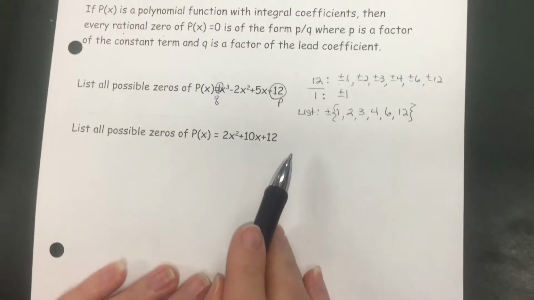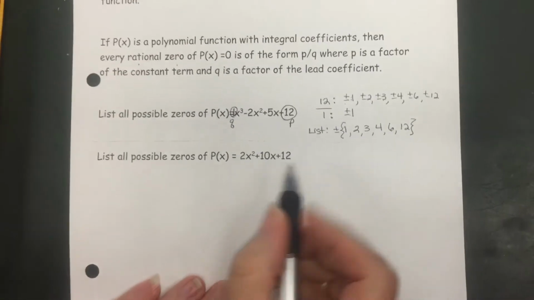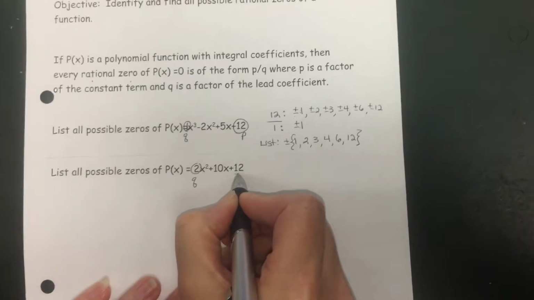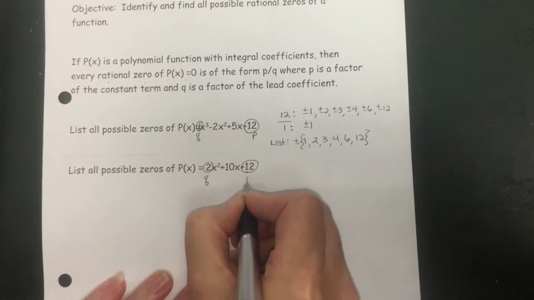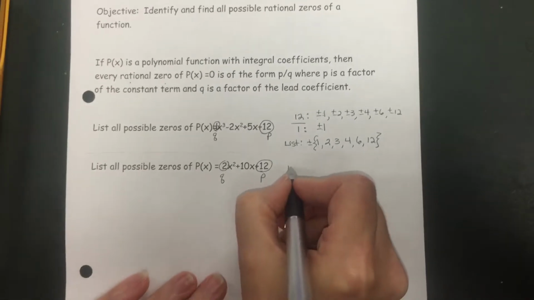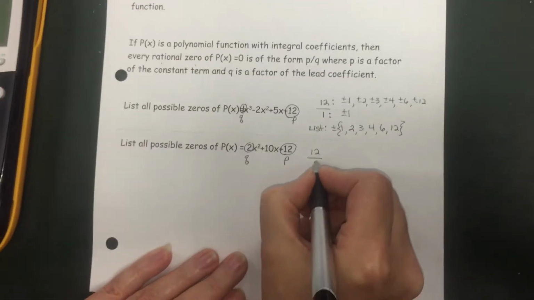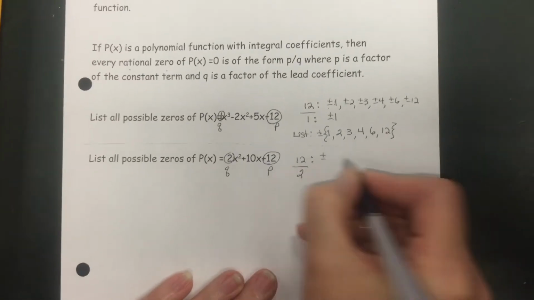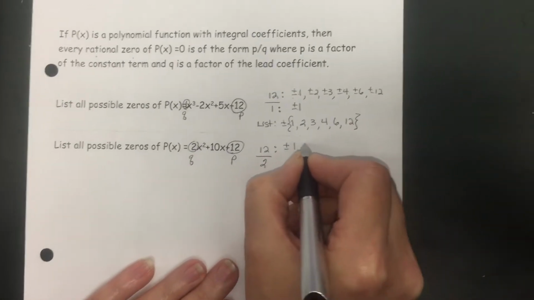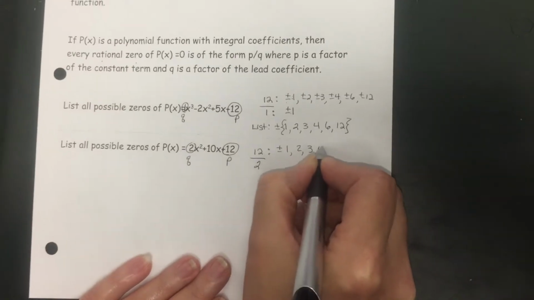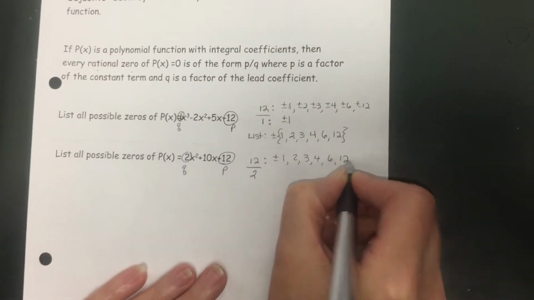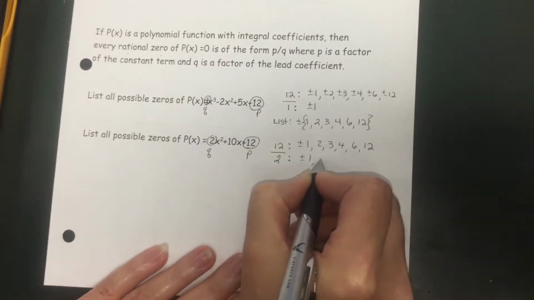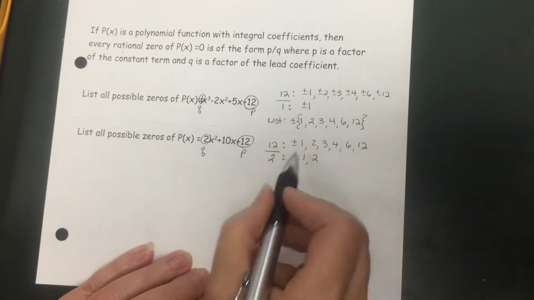So let's try that on the second one. Okay, so if we look at our lead coefficient, it is a 2. Remember, this is q. Our constant is our 12. So that's 12, that's p. So we want all the factors of 12 divided by all the factors of 2. Okay, so again, we can list all the factors of 12. Again, they're all plus and minus, right? So plus or minus 1, plus or minus 2, plus or minus 3, plus or minus 4, plus or minus 6, and plus or minus 12. Factors of 2 are plus or minus 1 and plus or minus 2. So those are my factors.